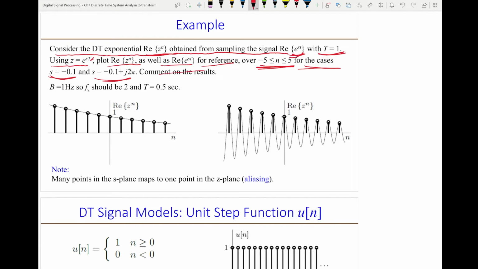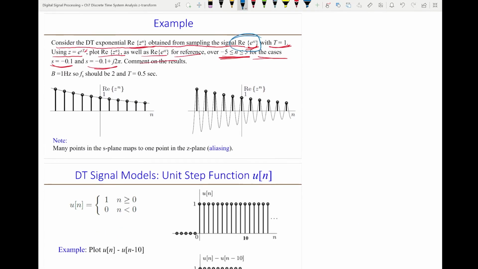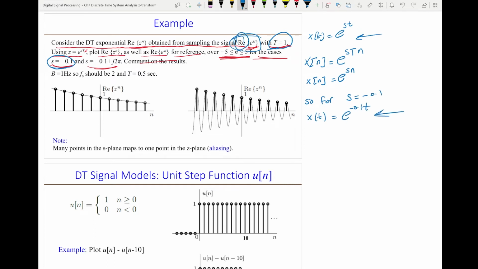Okay, so let's solve this problem. First, we have the continuous signal, so let's call it x of t, and we are taking only the real part. And if I sample it to find x of n, it will be e^(sTn). Now they said the sampling interval is 1, so that means x[n] = e^(sn). Now they said consider first s = -0.1. So for s = -0.1, x of t will be, and x of n will be.